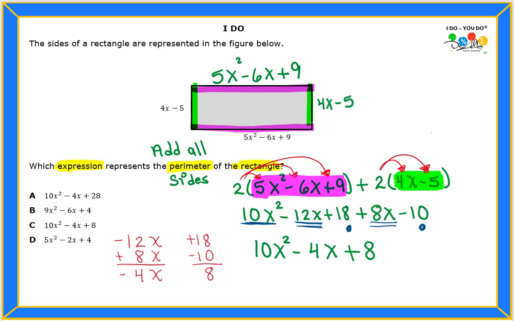Okay, so let's find an answer that goes like that. Can letter A be my answer? No, it has a positive 28, and I'm looking for a positive 8, right? What about B? That's way off my problem, right? What about C? Does that look like our answer? Yes, it is, right? And D has a 5x squared. Nope. No, not that one, right? So my answer will be, yes, letter C. That matches our answer right here. Okay, awesome.